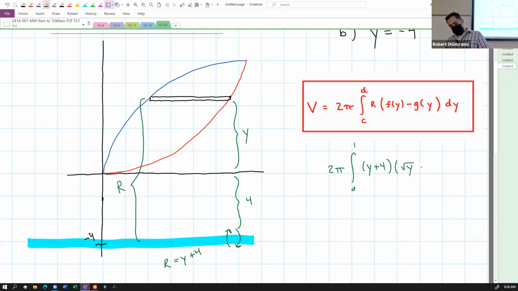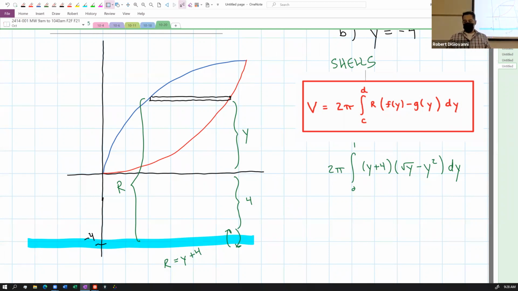Square root of y minus y squared dy. Oh, I should have stated shells again, right? I'm doing shells because my rectangle is parallel to my axis of rotation. Any questions there? Okay. You sure?